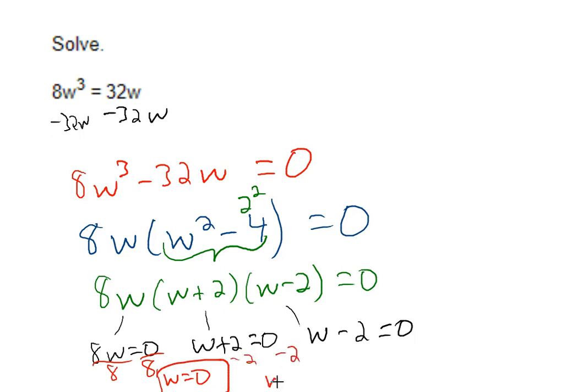Here we subtract 2 from both sides, we get w is equal to negative 2. And here we add 2 to both sides, and we get w is equal to positive 2. So this one has 3 solutions, which is what makes this problem unique from the other 2. Whew, okay, so that is your Chapter 4 practice exam review.